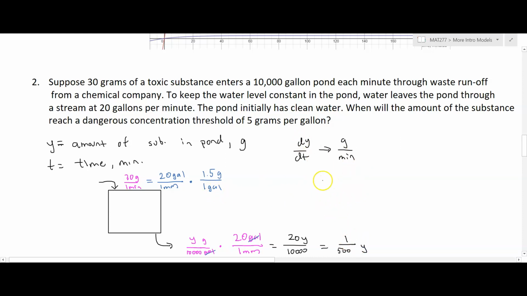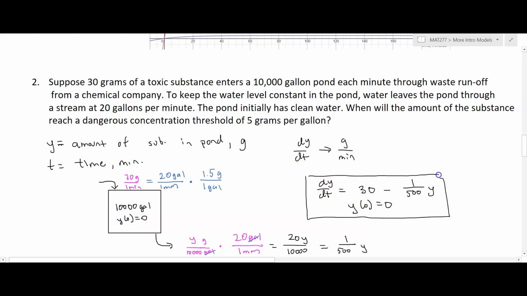And so now our dy dt model is going to be the difference between our inflow and our outflow. Our inflow is 30 grams per minute, minus 1/500th Y grams per minute coming out. There is my model, my initial value problem. Now coupled with my initial condition, this is 10,000 gallons with no substance initially present. And so there is my IVP, my initial value problem, and I can now begin doing my calculus on this.